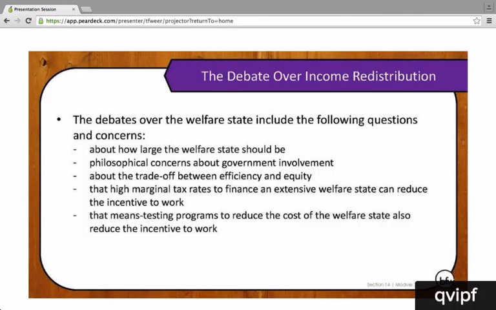So we have arguments about how large the welfare state should be, the trade-off between efficiency and equity, the high marginal tax rates to finance an extensive welfare state. Does that reduce the incentive to work? Do people work less if they're taxed more because of it? And that means testing programs to reduce the cost of the welfare state also might reduce the incentive to work, because if someone gets a job, then they lose some of their means-tested benefits, and maybe they would be better off getting those benefits than having a job. So these are all debates that are out there over income redistribution.